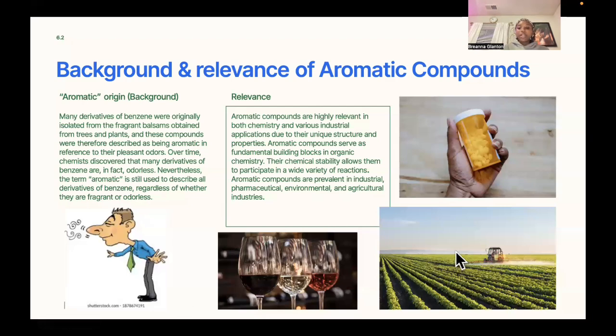And as you see, I have some pictures right here. They are prevalent in pharmaceuticals, which is where you have your drugs and your over-the-counter medicine, stuff like that. In agriculture, mainly in pesticides and things like that. And then you see I have some wine right here because they're in wine as well. And when you think of wine, you also think of aromatics as well.